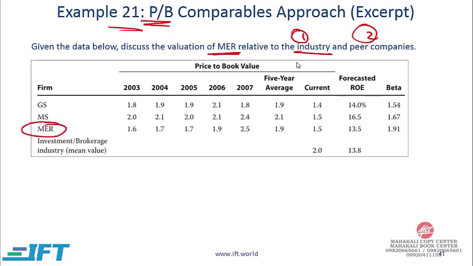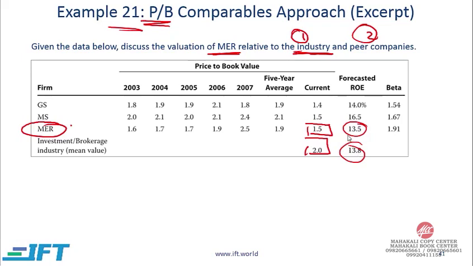So the first thing is compare with the industry. You look at the price to book value of 1.5 for your target company compared to the industry. Does it appear overvalued or undervalued? So the price to book is low, so it appears to be undervalued relative to the industry. But then maybe it is undervalued because of differences in ROE.